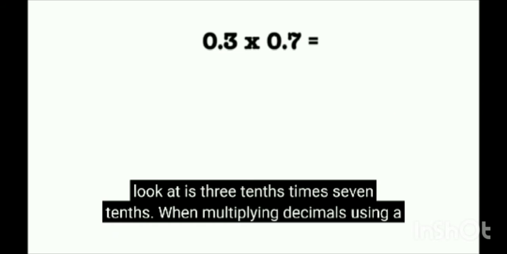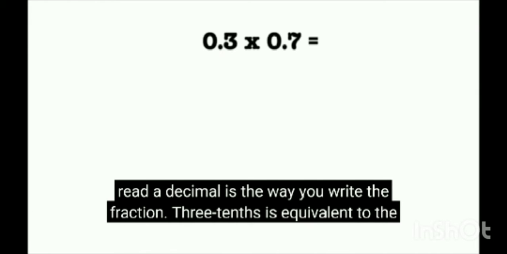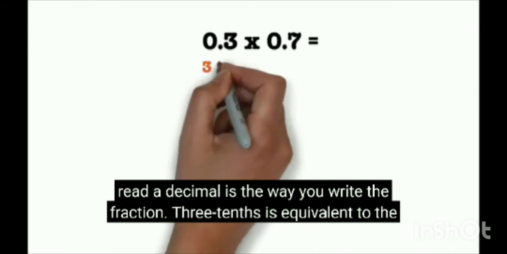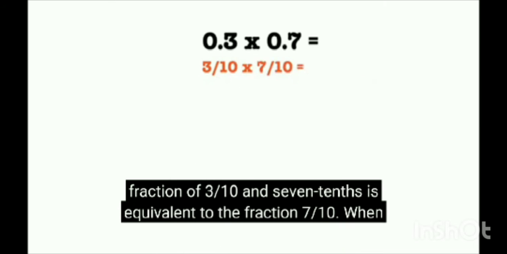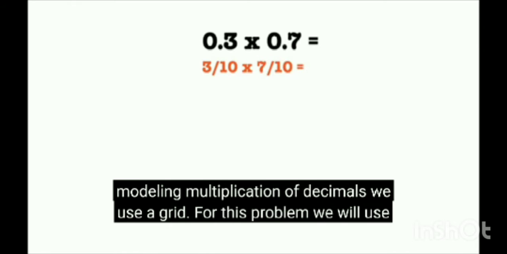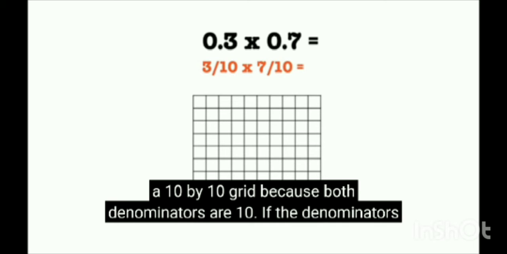When multiplying decimals using a model, we're going to start by converting our decimals into fractions. The way you read a decimal is the way you write the fraction. 0.3 is equivalent to the fraction 3/10, and 0.7 is equivalent to the fraction 7/10. When modeling multiplication of decimals, we use a grid. For this problem, we will use a 10 by 10 grid because both denominators are 10.